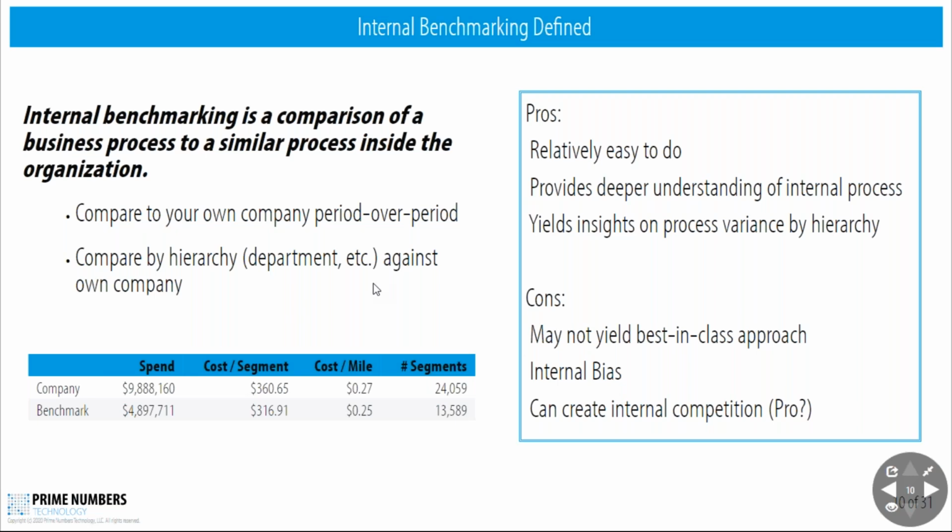And then the cons. It may not yield a best-in-class approach, meaning if you're only comparing against yourself, you have no way of knowing whether that's the best in class or that your processes are perfect. Internal bias has more to do with that process perfection. If you only compare internally, you have no measure to say that maybe there's a way to do things better. And another con: it can create internal competition. This could also be a pro depending on your company. If you're sharing benchmark information internally and you happen to be part of a competitive company, that's great. If your company isn't really competitive internally, but it's driving this type of competition and it's unwanted, it can be a con.